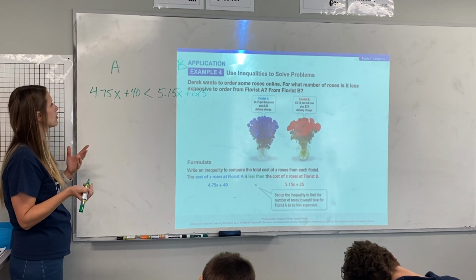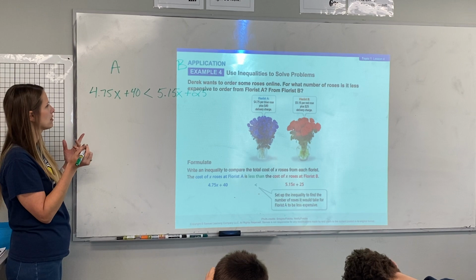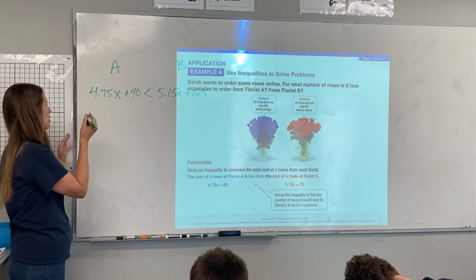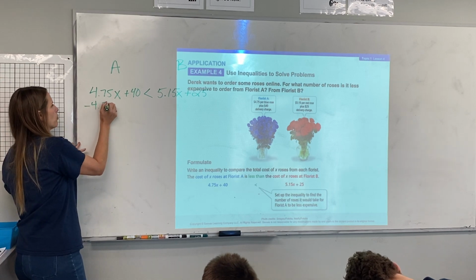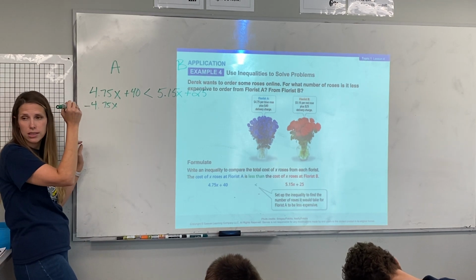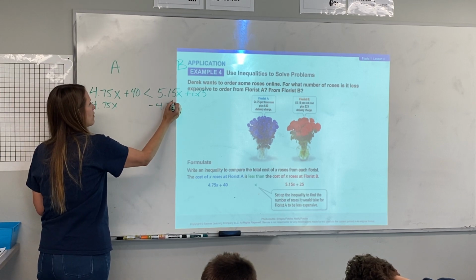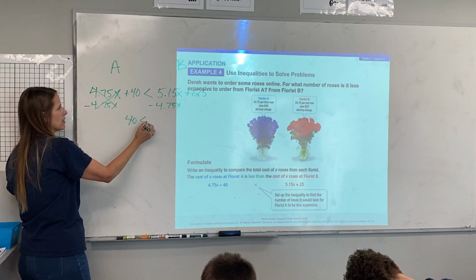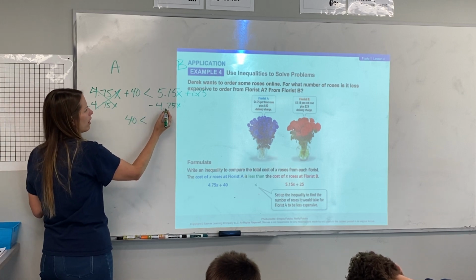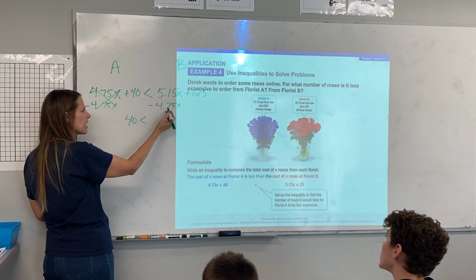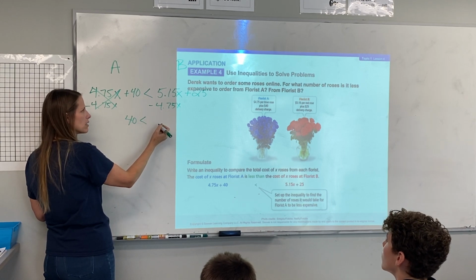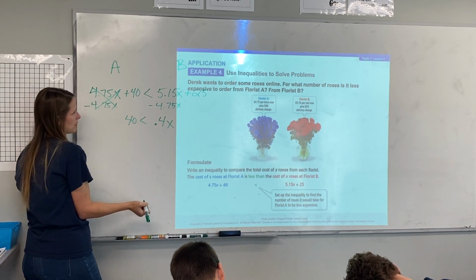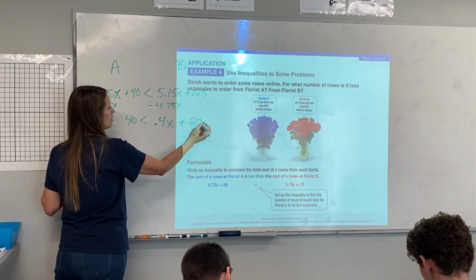Subtract 4.75x on both sides. The 4.75x cancels. Now we have 40 is less than what is this? It's 40 cents. So I'm just going to put 0.4x plus 25.